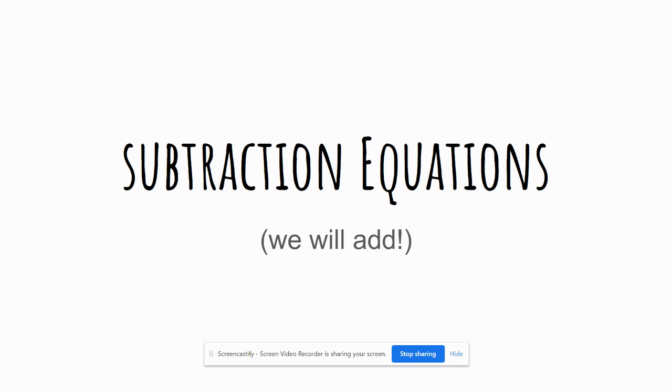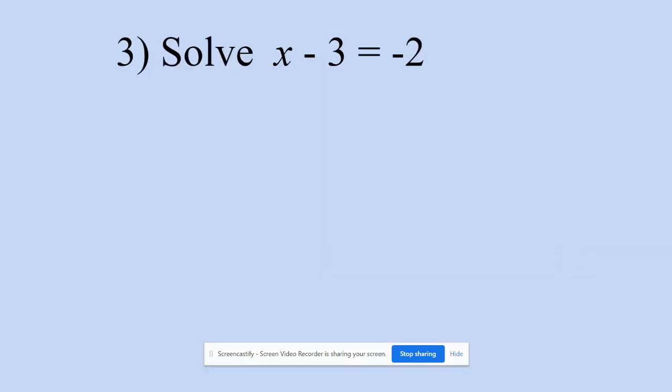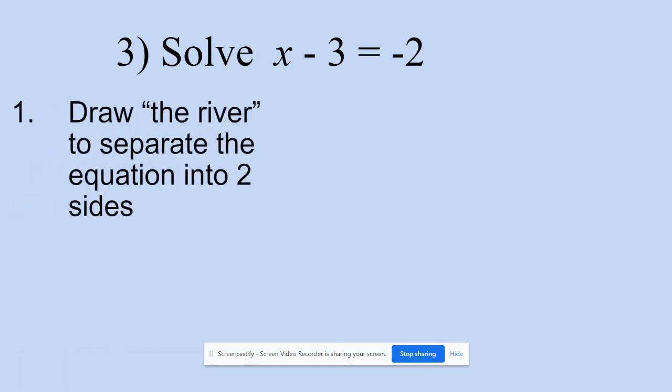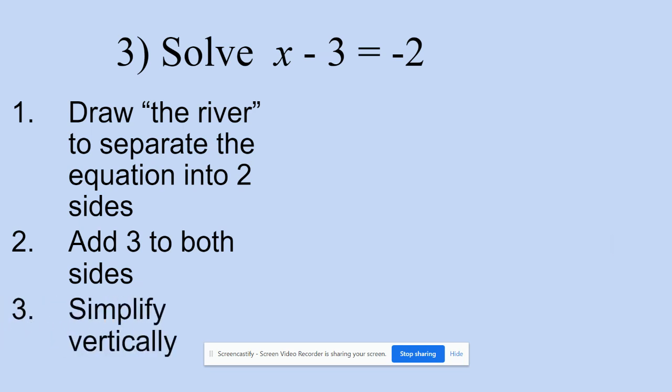Okay. Subtraction equation. If it's a subtraction equation, we're going to add. Here we go. So we see the x minus 3, and we remember the steps here. We're going to draw the river to separate it and remind ourselves. We're going to add 3 to both sides since it says x minus 3, and then we're just going to simplify.